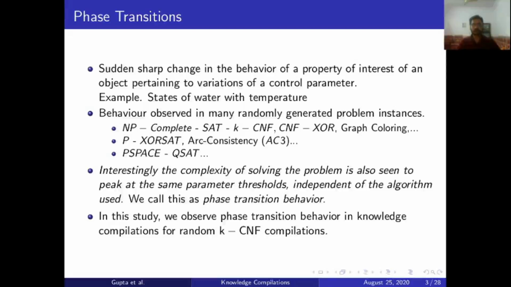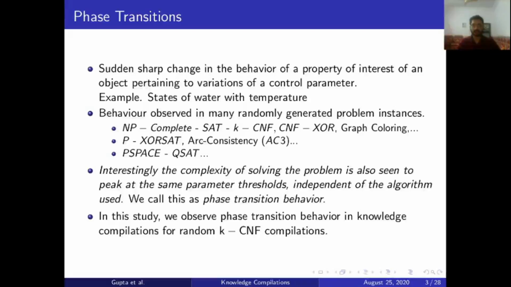Now, let's look at a bit about phase transition behavior. Phase transitions are usually concerned with a sudden change in the behavior of a property of interest for an object, pertaining to variations in a spectral control parameter. A popular example is water, in which states change with temperature. This behavior has been observed for many randomly generated problem instances. For example, in the NP-complete class, we have k-CNF SAT, CNF-XOR SAT, QSAT, and many such problems. What's interesting is that the complexity of solving the problem is also seen to peak at the same parameter thresholds regardless of the algorithm used. We call this phase transition behavior.